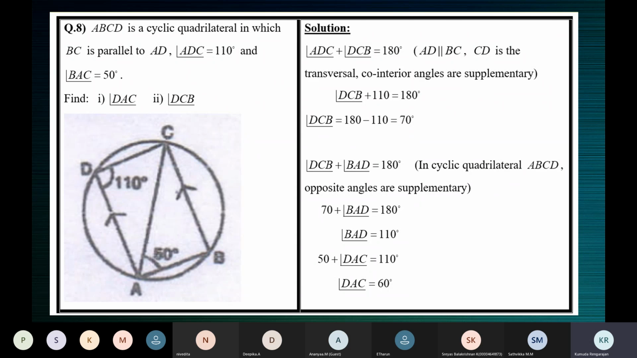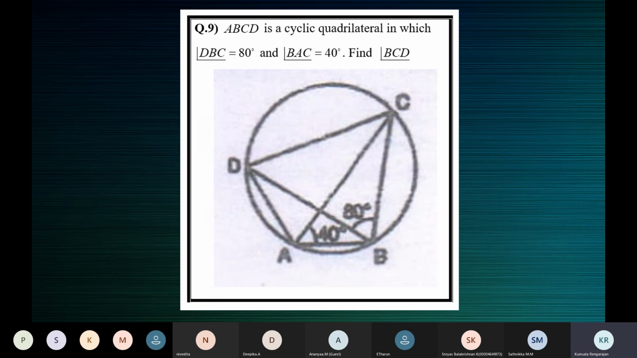I think we finished this one in the last class, children. Yes, I remember we finished this in the last class. Let's continue. This is your next question. ABCD is a cyclic quadrilateral in which angle DBC, look at the figure for angle DBC, is 80 degrees and angle BAC is 40 degrees. Find angle BCD. Children, please write down the question, draw the diagram in your book and try this one.